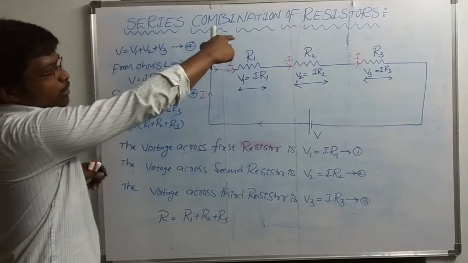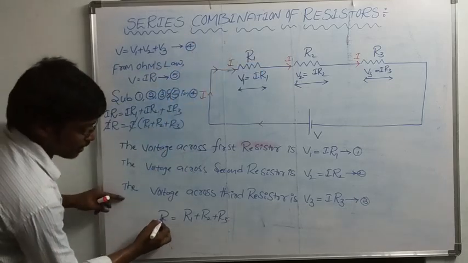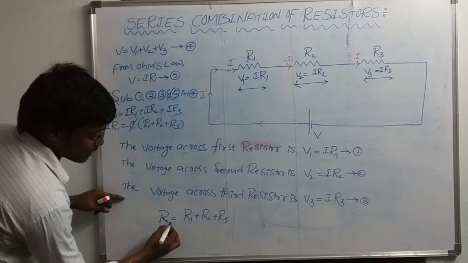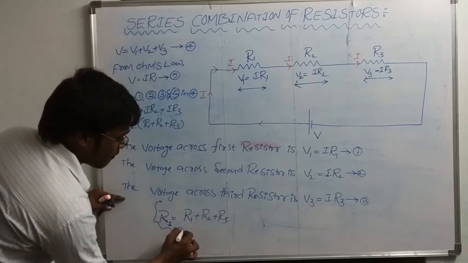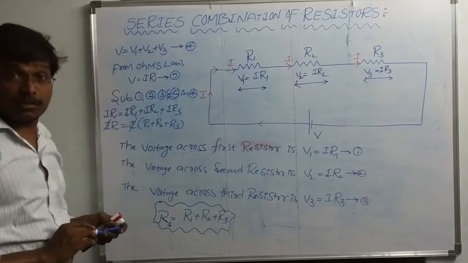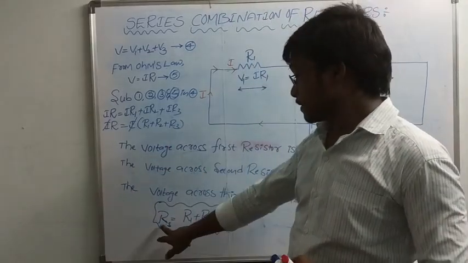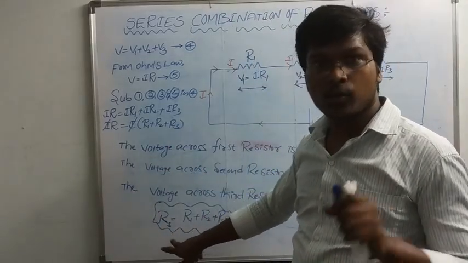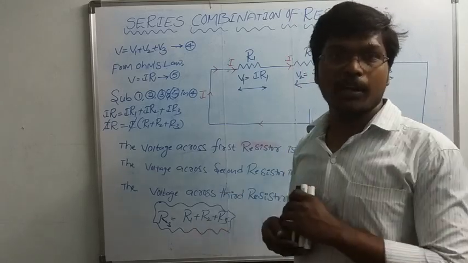What is our topic? Series combination of resistors, correct? So I am indicating here R suffix S, series combination of resistors. This is the final answer of the series combination of the resistors. R suffix S is equal to R1 plus R2 plus R3. It's a very easy topic.